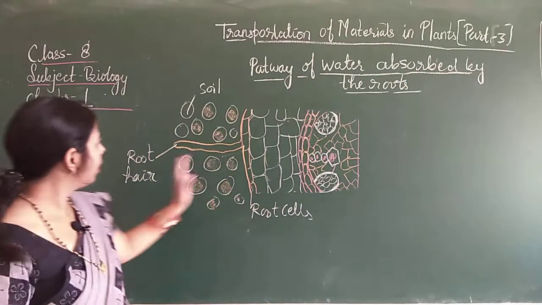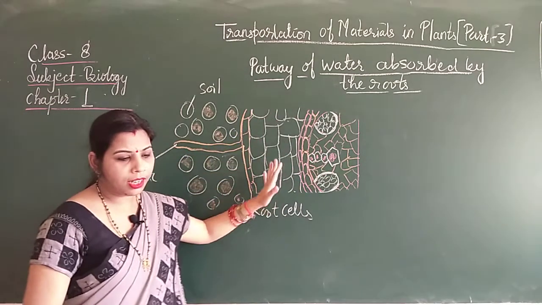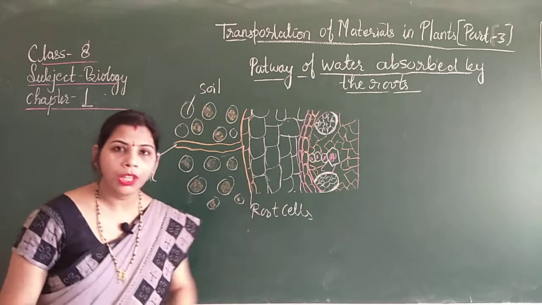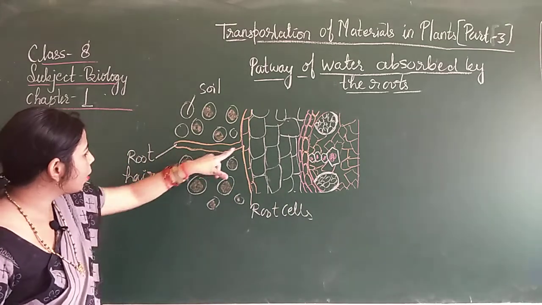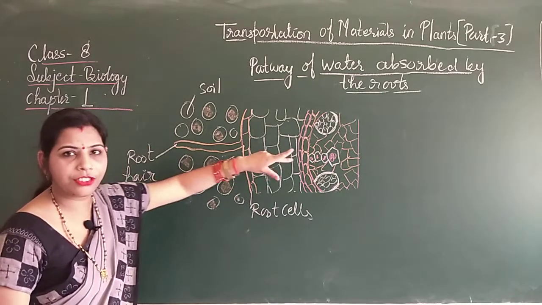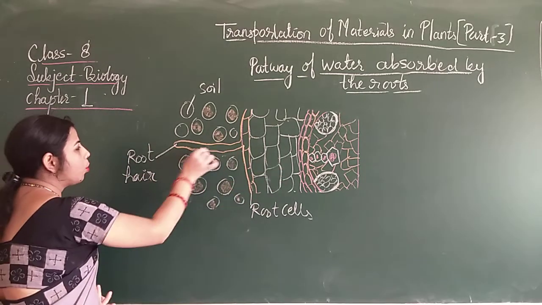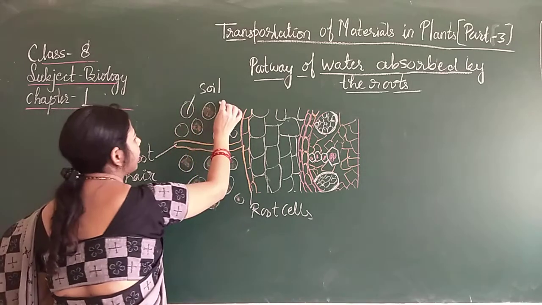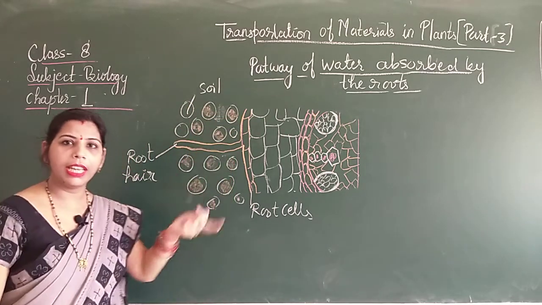So I drew the figure over here. This is the structure which shows the pathway of water absorbed by the root. So let us see, this is the root here as I have written over here, and these are the root cells. This is the structure of root, and the root here is under the soil, and these are the soil and water particles. That means the film of water is also there.